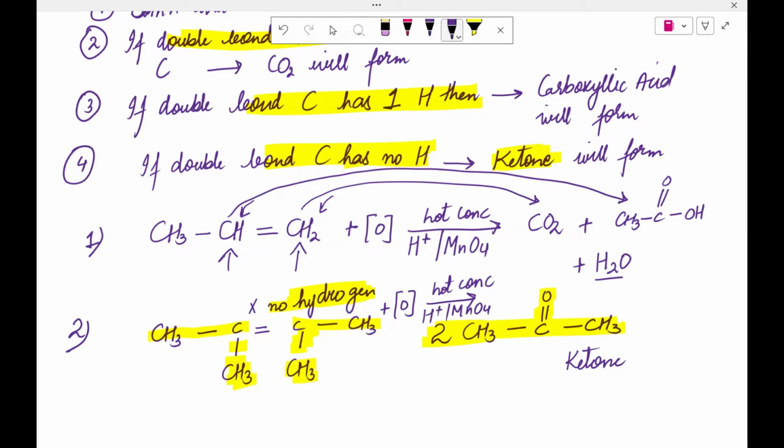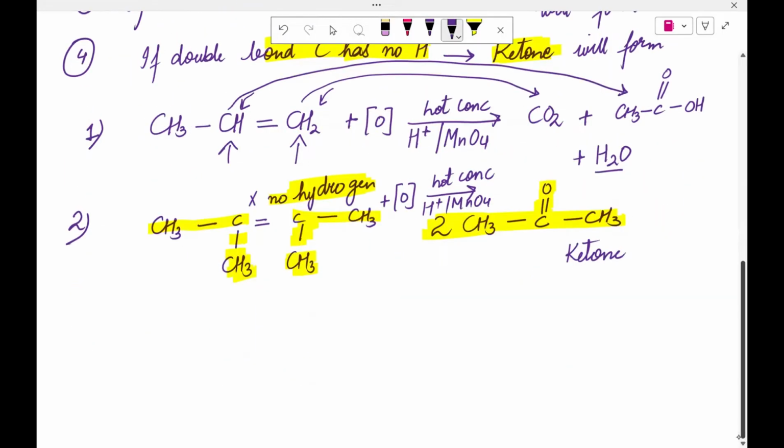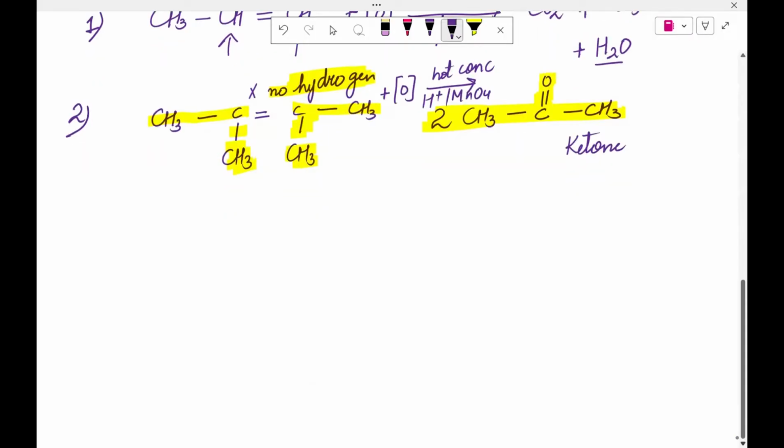So this is the whole of our alkene lecture. And now let's move further towards haloalkanes. Let's discuss them in detail.